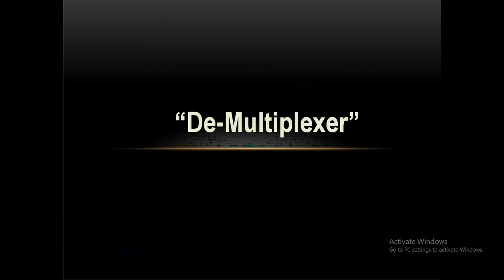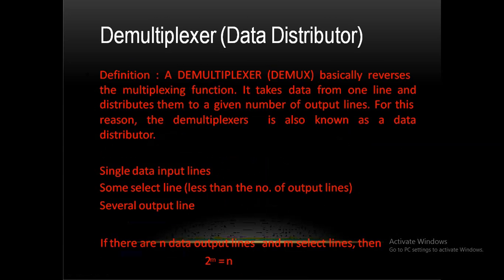Now, the demultiplexer. The demultiplexer is basically the reverse of the multiplexing function, meaning single input and multiple outputs. It takes data from one line and distributes that data to the given number of output lines. For this reason, the demultiplexer is known as a data distributor, and the multiplexer is known as a data selector.